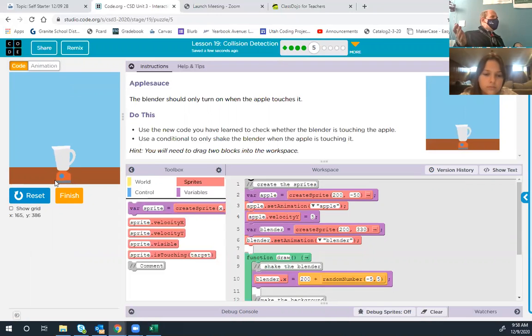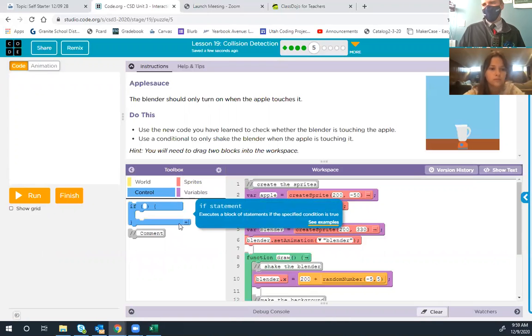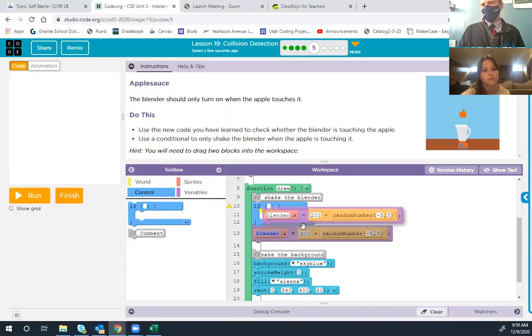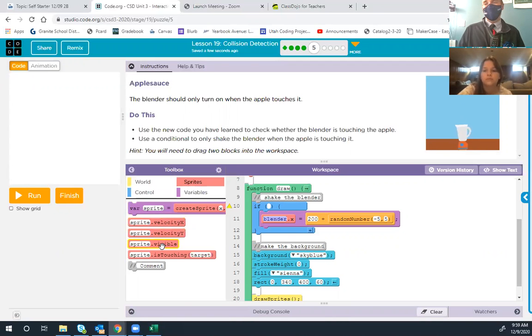So what do I need in order to make sure that it only turns on when the apple touches it, Annabelle? I need a conditional because it's a condition. It only should be running when a certain thing happens. So we're going to go to control and we're going to say, here's where shake the blender is happening. So I only want the blender to shake when the apple's touching. So we put the blender shaking inside of my if statement, and then I'm going to say if the apple is touching the blender, then I'm going to have the blender shake.